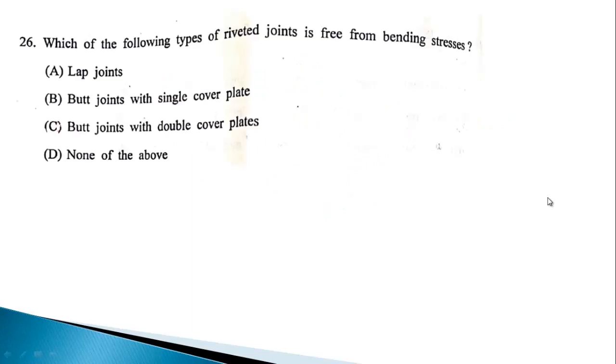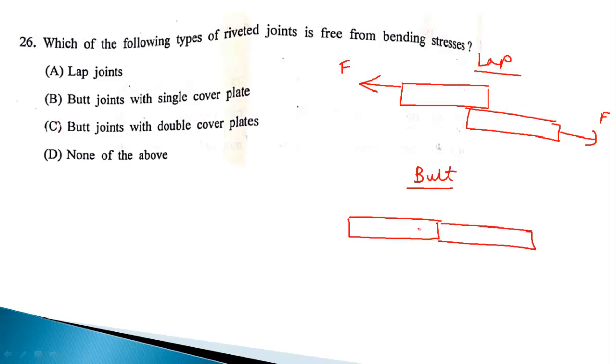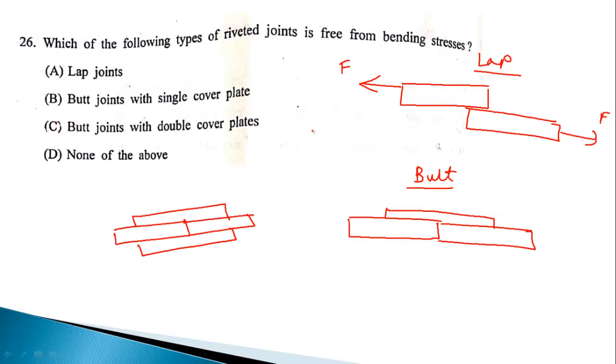So let us move on to the next question. It's given: which of the following types of riveted joint is free from bending stress? If you have seen my previous lecture on steel structures, there are mainly two types of joint. One is the lap joint, another is the butt joint. But you cannot just join a butt joint like this, you have to give a cover plate. So this is a single cover and this is a double cover. So what is the question? Which riveted joint is free from bending stress.